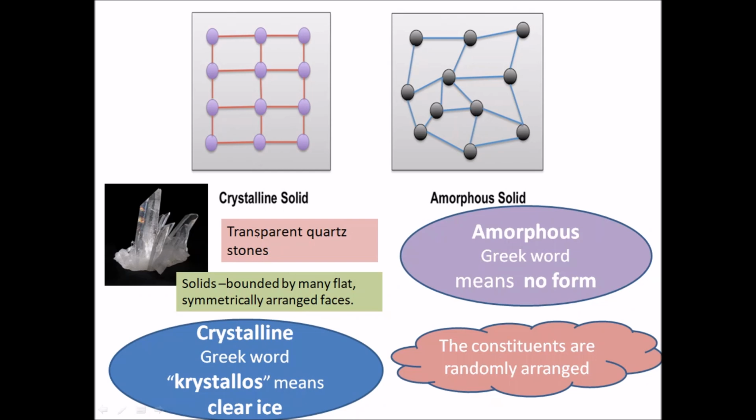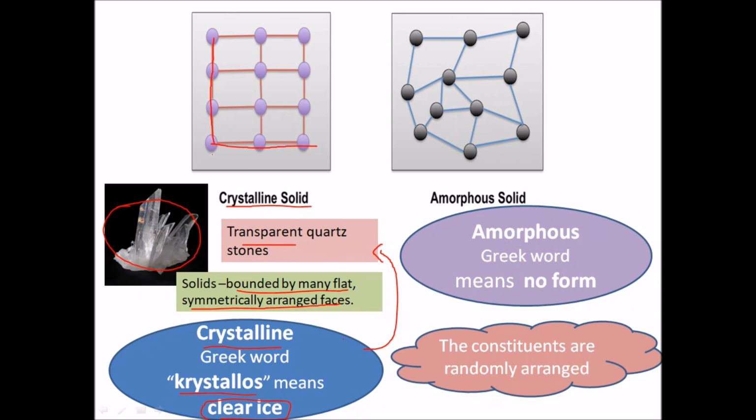Solids can be classified as either crystalline solids or amorphous solids. Quartz is a good example of a crystalline solid. It is transparent. The term crystal comes from the Greek word crystallos, which means clear ice. This term was first applied to the transparent quartz stones, and then the name came to be used for solids bounded by many flat, symmetrically arranged faces. A crystalline solid is one in which the constituents have an orderly arrangement extending over a long range.